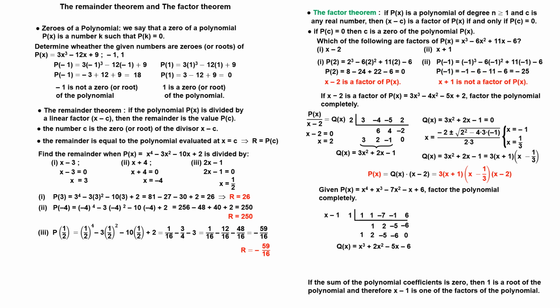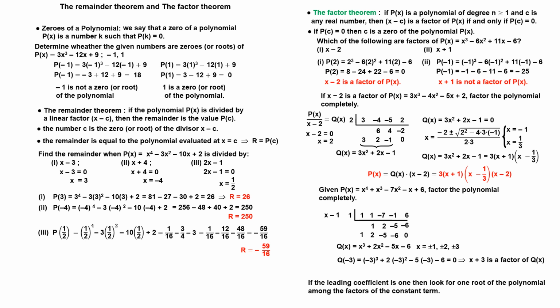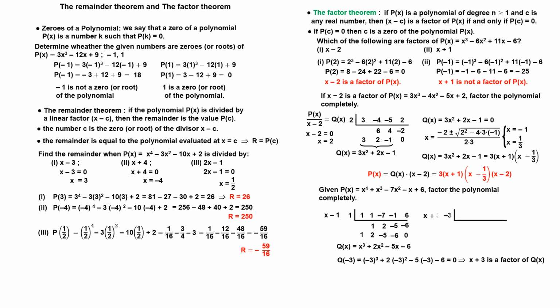But here is the second tip. If the leading coefficient is 1, then look for one root of the polynomial among the factors of the constant term. One root is one of these numbers. By inspection, we can see that minus 3 is a zero of q of x. So x plus 3 is one factor of q of x. And we repeat the process. Pay attention. You should know how to factor a quadratic.